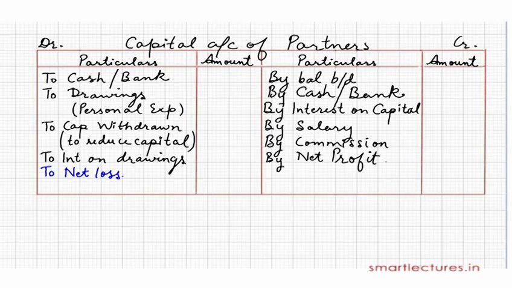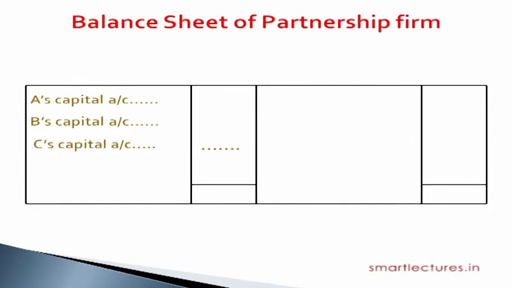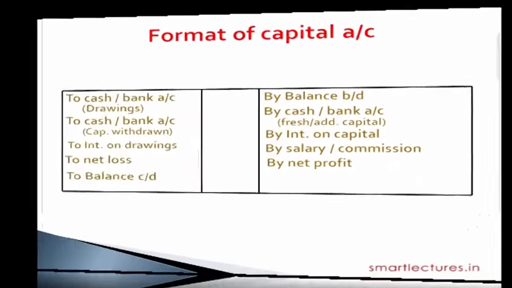And to balance C/D means closing balance. You know, this closing balance is always shown on the minus side of the capital account, meaning those items which reduce the capital of the partner will be shown on the debit side of the capital account.